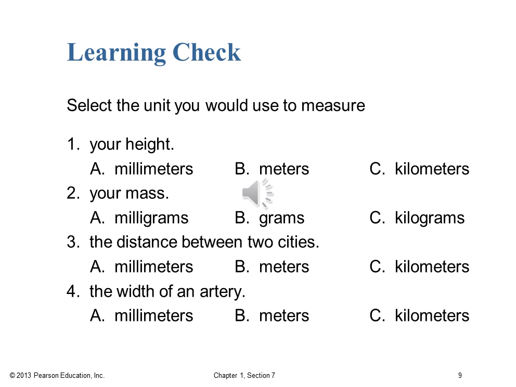Alright, so here we're going to select the unit that you would use to measure a variety of items. So number 1, your height. Would that be in A, millimeters, B, meters, or C, kilometers? 2, your mass. Would that be in A, milligrams, B, grams, or C, kilograms? Number 3, the distance between 2 cities. Would that be measured in A, millimeters, B, meters, or C, kilometers? And number 4, the width of an artery. Is that best measured in A, millimeters, B, meters, or C, kilometers? So go ahead and decide on the best answer choice for each of those, and pause the video if you need another moment. Otherwise, we'll check on how you did.